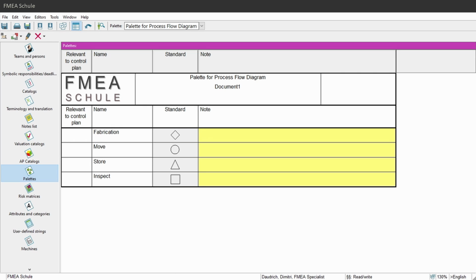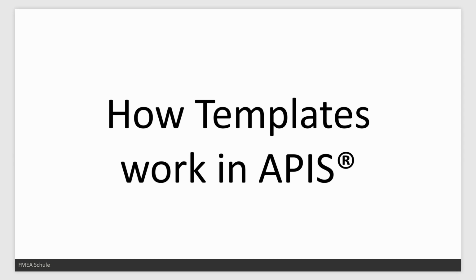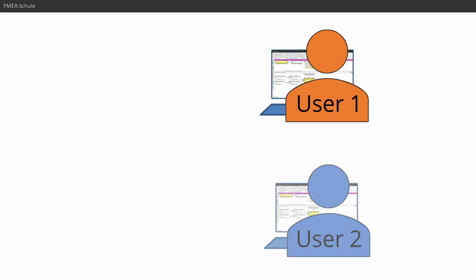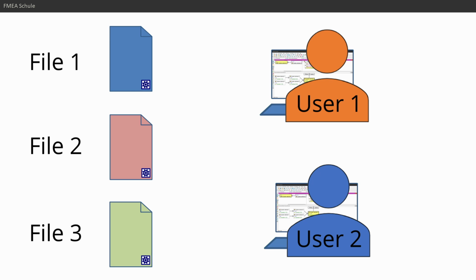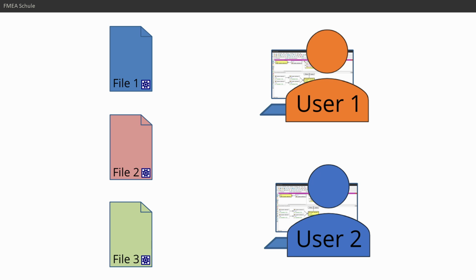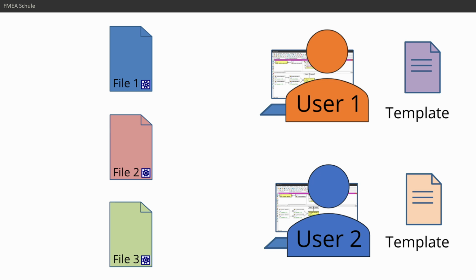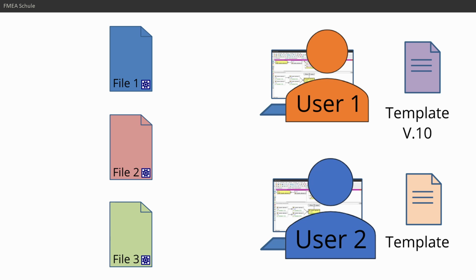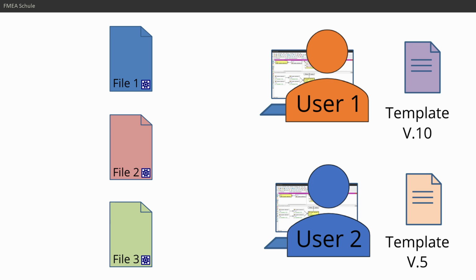But let's start first with the background knowledge of templates and how this has an effect on all of the mentioned problems. How templates work in APIS. Let's say there are 2 users with their own single license APIS installations and 3 APIS FMEA files. Now you need to know that each APIS installation has its own template. User 1 has the latest template with version number 10. Actually, the templates in APIS have no version number, but for better explanation I assigned them. And user 2 has an older template with the version number 5.